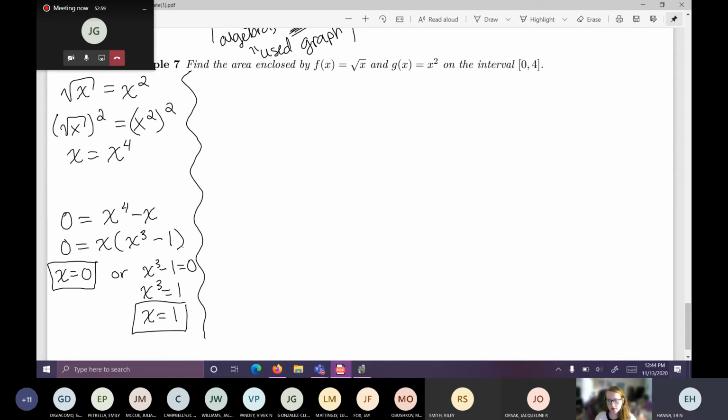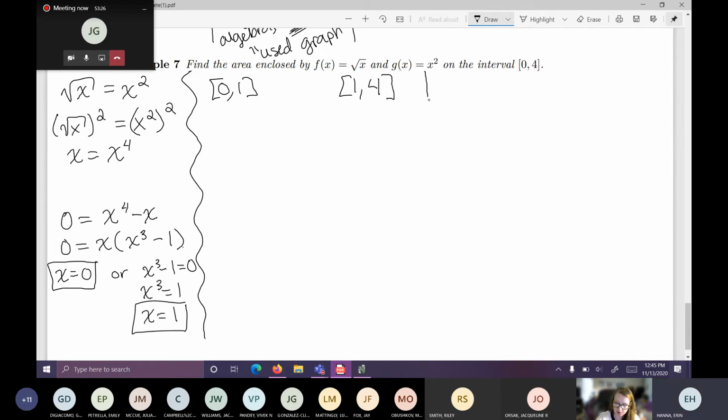So we have 0 and 1 as the two points where they intersect. The 0 we don't really need to care about, which would have saved your butt if you had accidentally divided by the x, because it's already an endpoint. But x equals 1 is inside of 0 to 4, so we're going to need to split this up. You're going to need to talk about 0 to 1 and then 1 to 4.